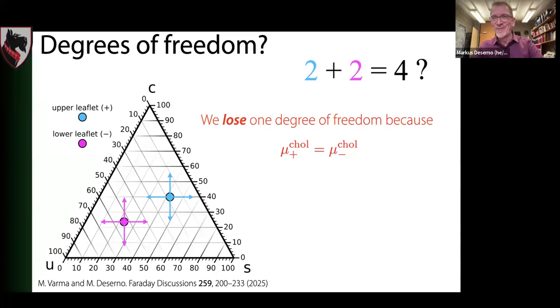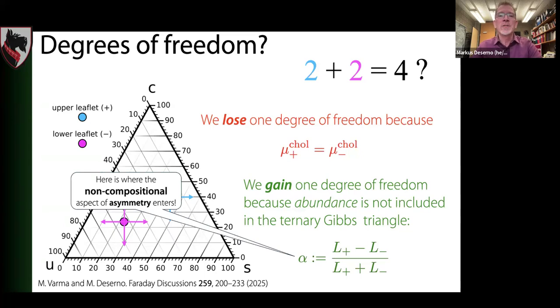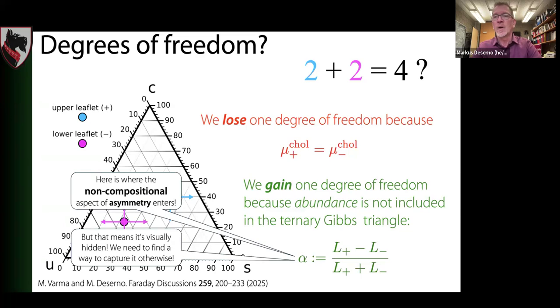However, 2 plus 2 is 4 because there is another degree of freedom which we haven't seen yet and which actually is invisible in this diagram, because the three components, the fractions of C, U, and S, are only relative fractions. None of the corners tells us about the total number of lipids. So what we're missing is information about the abundance of lipids in either one of the leaflets. And that lipid abundance, which I'm going to measure by the difference of the phospholipids in the upper versus lower leaflet divided by the sum, this abundance asymmetry, so if this is not 0, then it's abundance asymmetric, is another degree of freedom, which is the non-compositional aspect of asymmetry and the one that this phase diagram doesn't show us. So we have to reason about it a little bit independently.